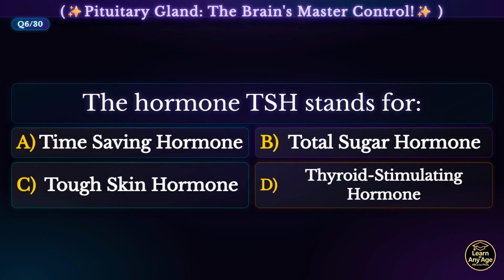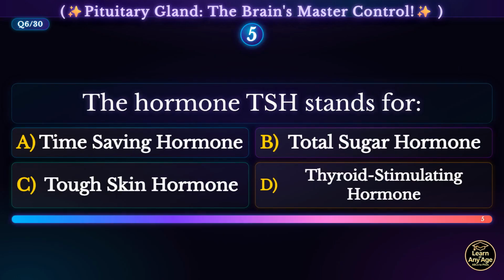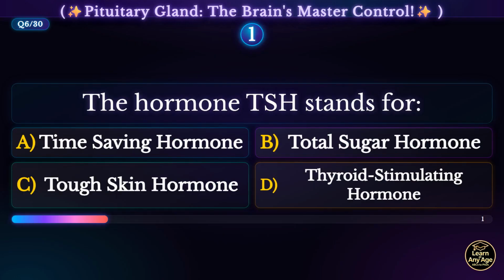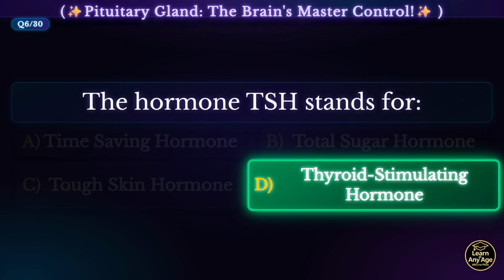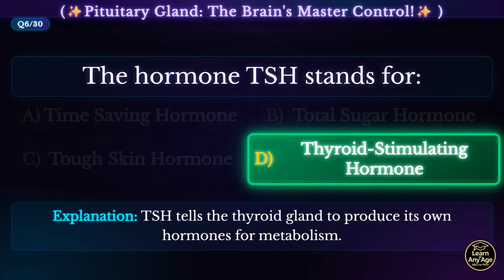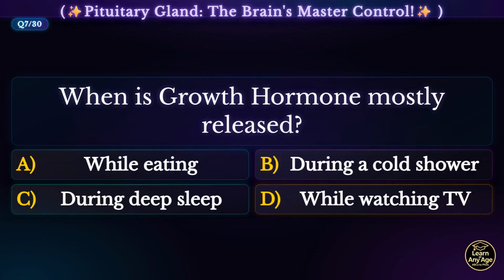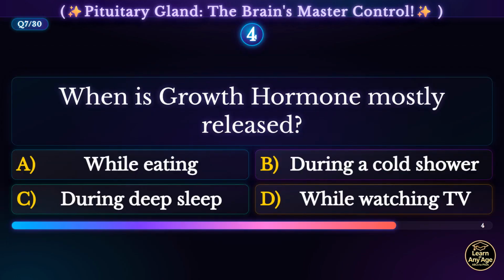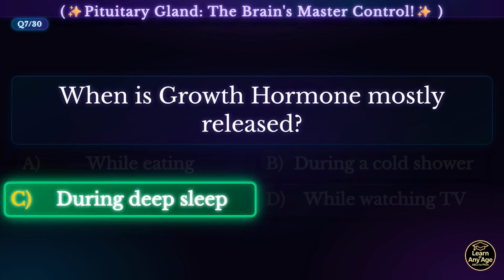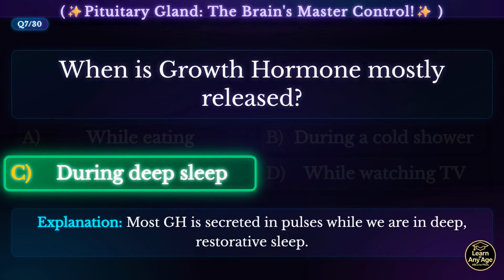The hormone TSH stands for thyroid-stimulating hormone. TSH tells the thyroid gland to produce its own hormones for metabolism. When is growth hormone mostly released? During deep sleep. Most GH is secreted in pulses while we are in deep, restorative sleep.